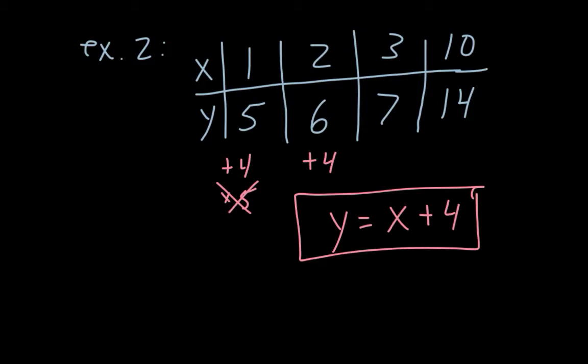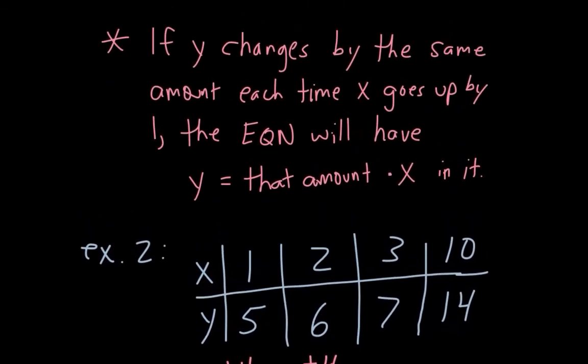Now, I want to point one thing out here that's going to come in handy in the next section. When x goes up by 1, y is going up by 1, right? If we had to put a number right here in front of x, you agree we could put a 1x right there, and it wouldn't change it any. Wouldn't be simplified, but it still would give you the same answers. So when x goes up by 1, y goes up by 1, it's like 1 times x. What I was trying to say before, if y changes by the same amount each time, so y goes up by 1 every time x goes up by 1, the equation will have that amount times x in it, even though we also have this plus 4.